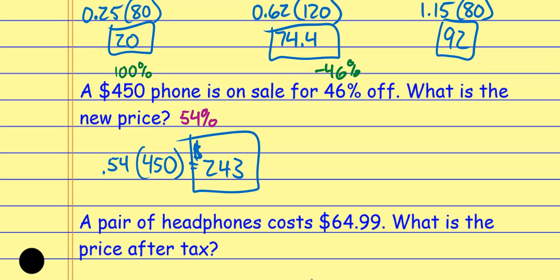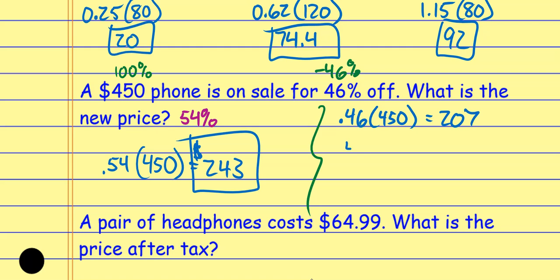Okay? The other approach to this, and you might feel more comfortable doing this, is you could find 46% of the 450 by doing this. So it's 0.46 times the 450. And so I do that on my calculator. And that gives me 207. But again, 46% was the discount. So the amount that I just found is the discount. That's not what I pay. That's how much discount I get.